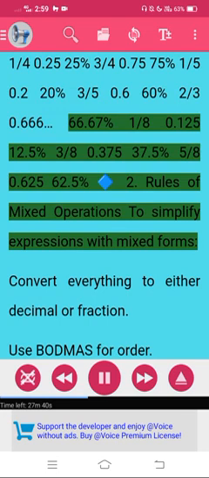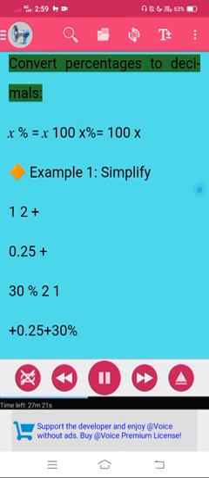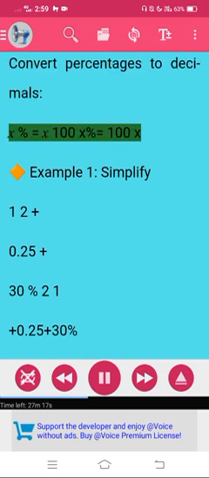Two. Rules of mixed operations. To simplify expressions with mixed forms, convert everything to either decimal or fraction. Use BODMAS for order. Convert percentages to decimals: X% equals X/100.